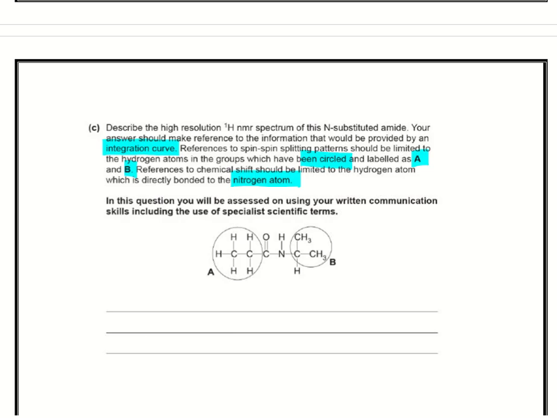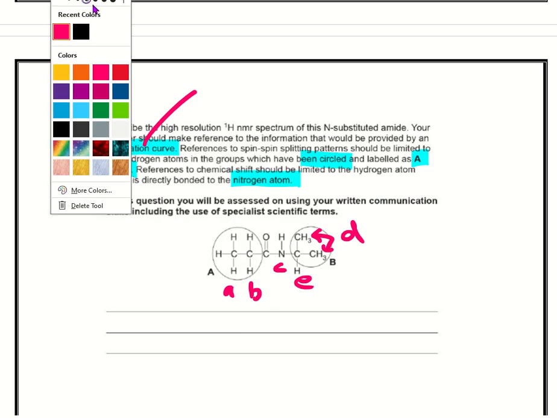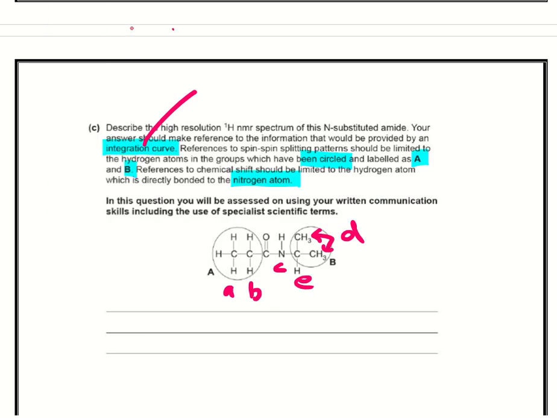Okay, let's go through this step by step. First of all, we have got those two CH3s there. We'll call that D and we'll call that E. Those, as far as I can see, are the environments that you need to deal with here. So we've got A, B, C, D and E.